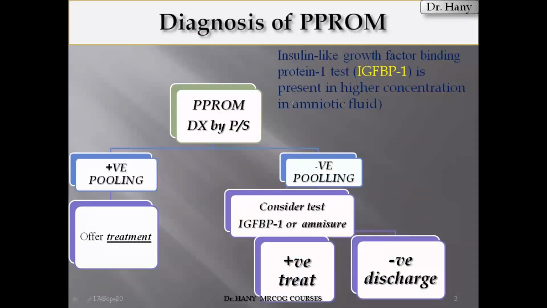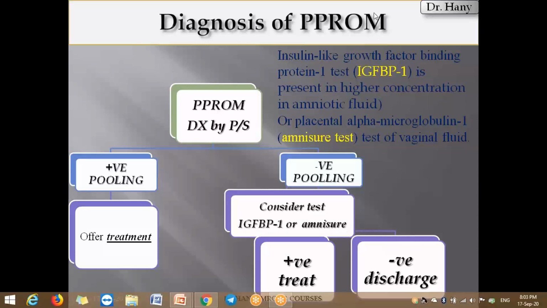What is the test? It is the insulin-like growth factor binding protein 1, present in a higher concentration in the amniotic fluid. If you cannot find the pool, so negative pooling, I will do this test, or the AmniSure, which is the placental alpha microglobulin 1. Is this point clear before I move? So this is the first trick. Yes, sir. Okay. So this is the first trick for the exam.